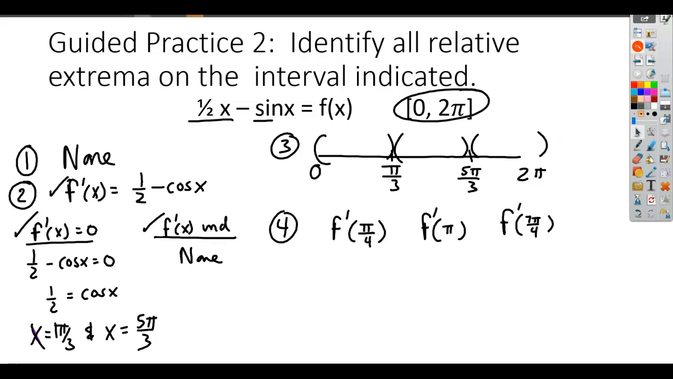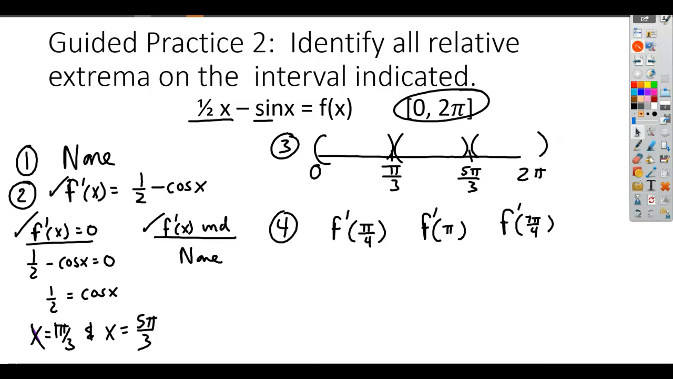Between 0 and pi over 3, the numbers you would want to pick would be like pi over 6 or pi over 4. You really only have 2 choices on the unit circle. There's technically an infinite number of choices between them, but you want to stick with numbers that are actually on the unit circle. Between pi over 3 and 5 pi over 3, there's a lot of choices.